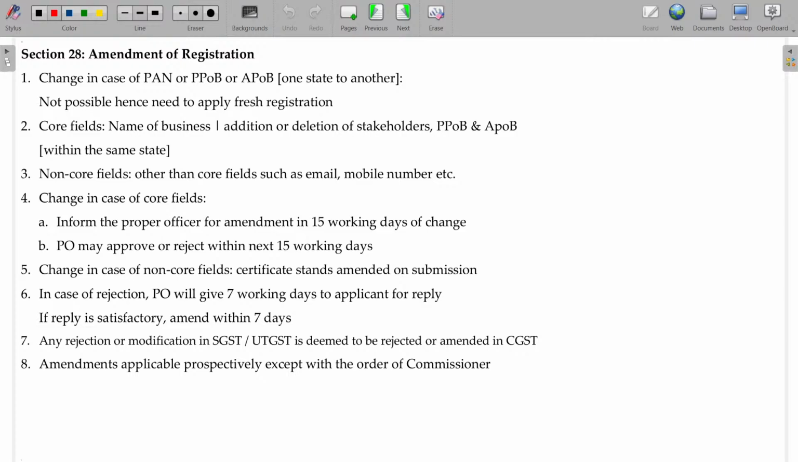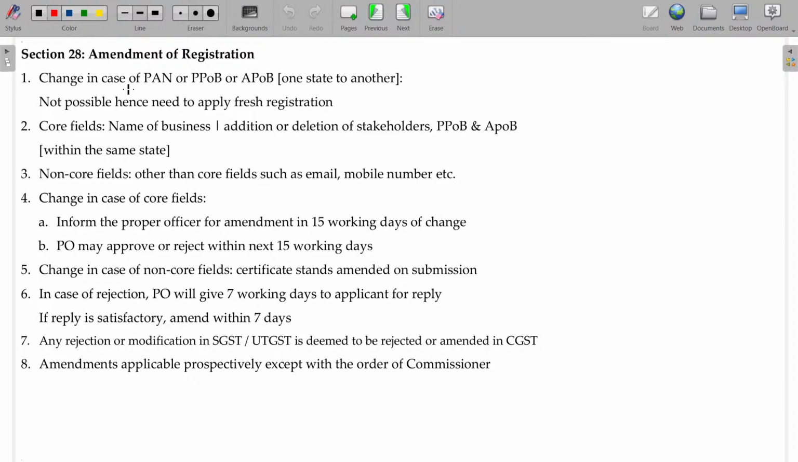If you want to amend the PAN number, you have to surrender the PAN number, cancel that, and apply fresh. But if you want to shift from one state to the other state, of course your registration is for a state only. If you want to shift from one state to the other, you have to surrender here and apply fresh in the new state. But within the same state, if you are transferring from one location to another location, then you can do it, no issues. And if you want to change the mobile number or email ID, there will not be any harm.